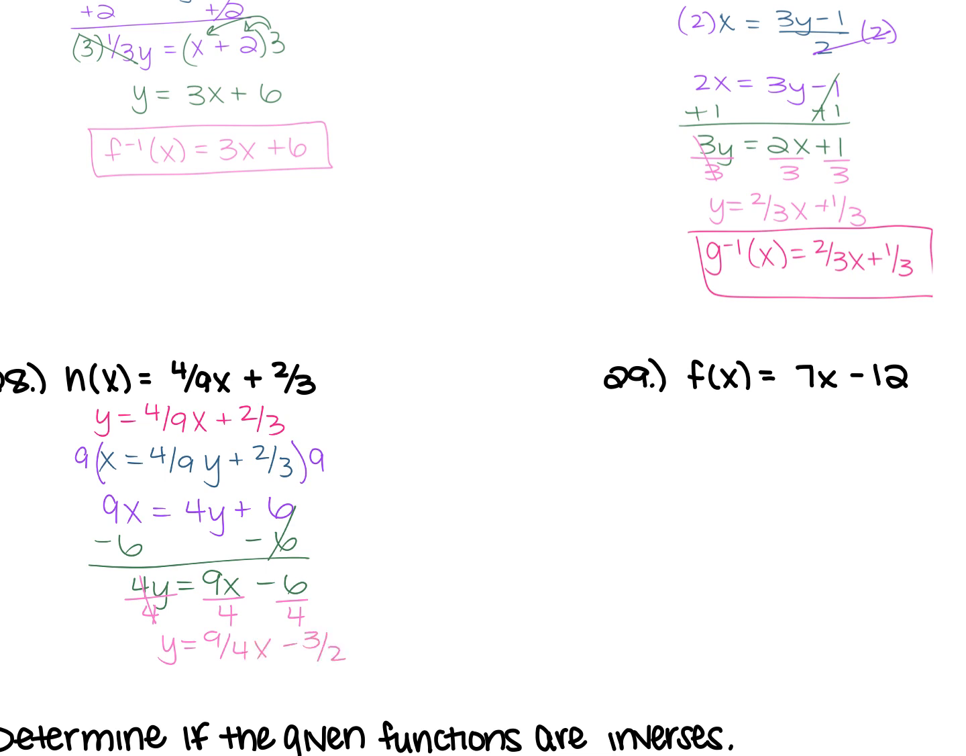Your numbers have to be simplified. This is not your answer, though. You started with h of x. You found the inverse, so you need to label this as h to the negative 1 of x is equal to 9/4 x minus 3/2.